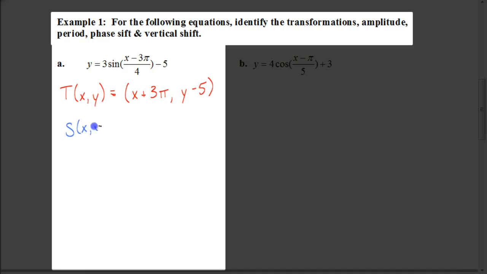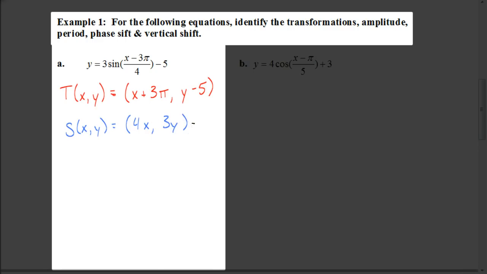For our scale change, we're going to look at, again, what's happening with the x. Now, with the x, we have x minus 3 pi divided by 4. So the scale change is that we're dividing by 4 in our equation. So for the rule for our scale change, we take the opposite of that. So it'll be 4 times x. For our y value, again, the y is by itself, so with that 3 there, we can write it as it is. It'll just be 3 times y.